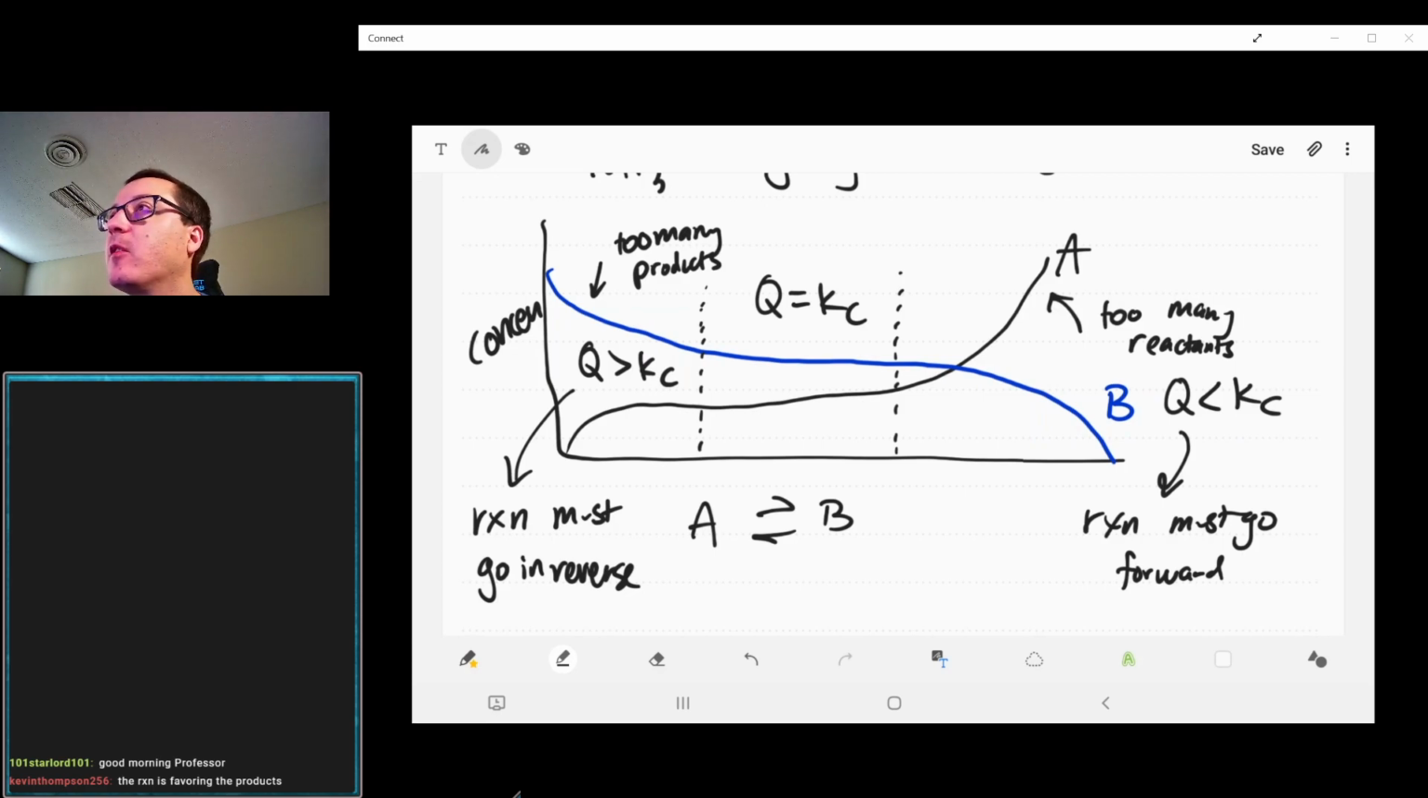All right. So you can just use this value of the reaction quotient to take a look at your reaction in real time to see what's happening with it. What are you going to see happening to that reaction?